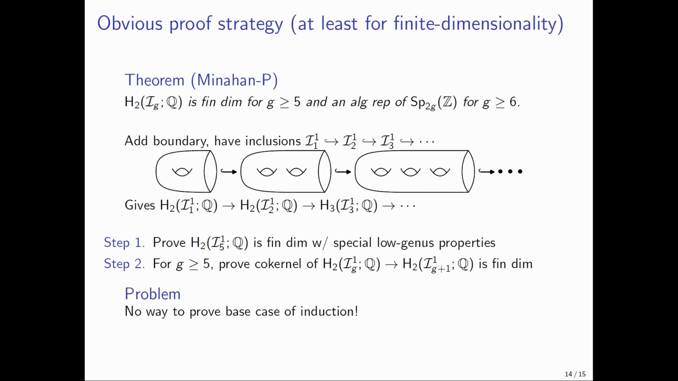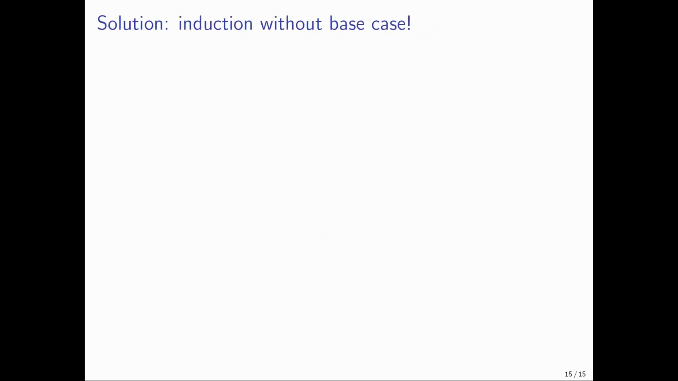But genus 5, I know special features in genus 2 and 3. I don't actually know any special features of the Torelli group in genus 4. And certainly genus 5 seems completely generic, so I wouldn't know how to do this. So there's no way to prove the base case of the induction.